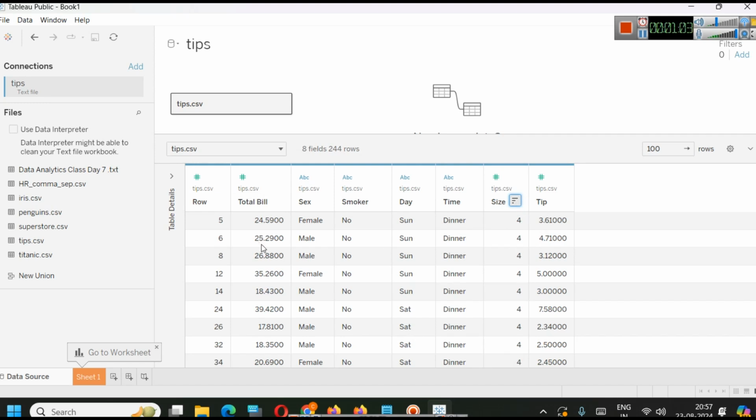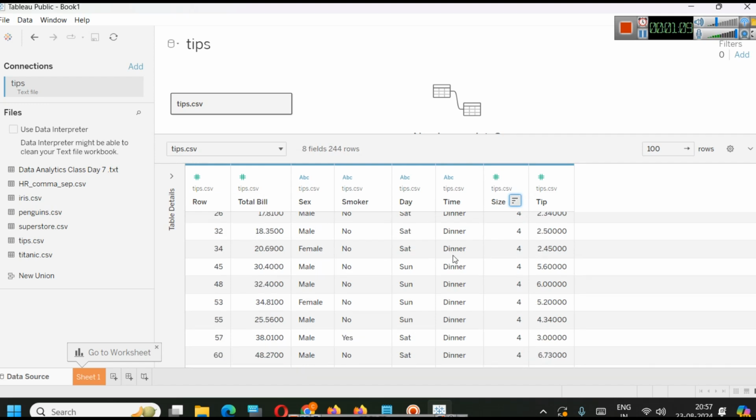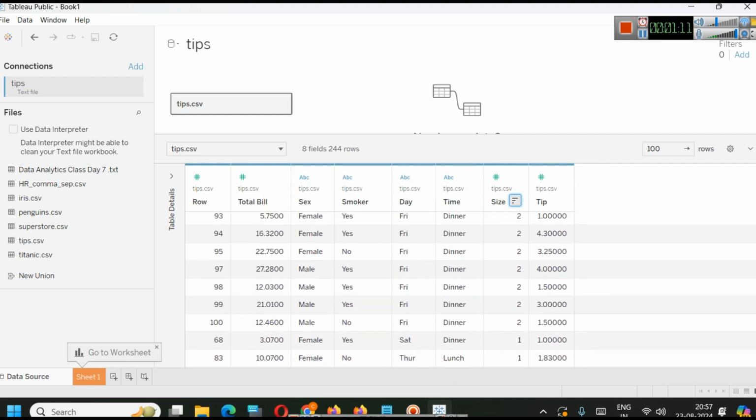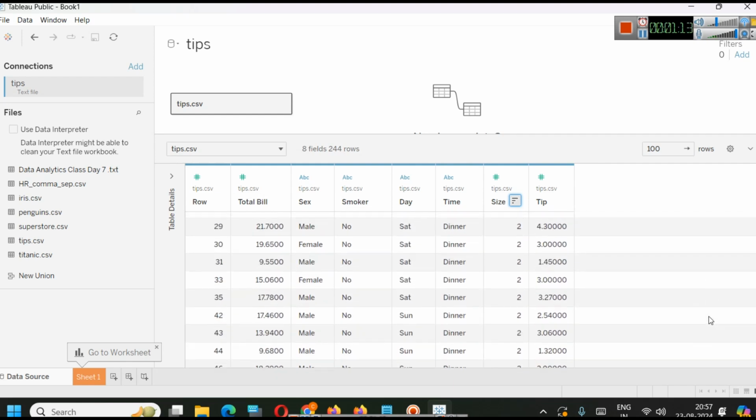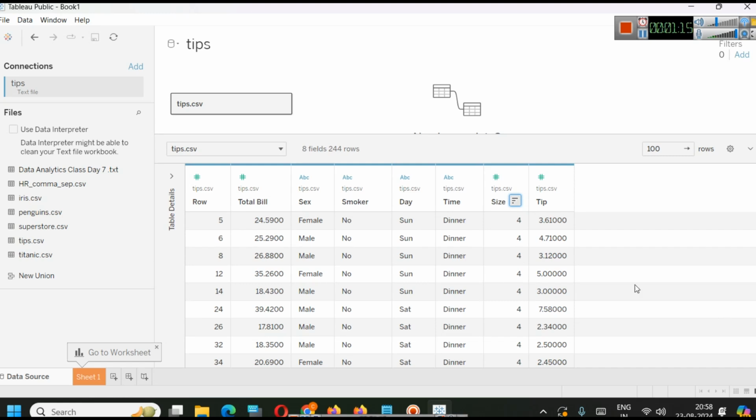This data set means that a waiter or a restaurant owner collected the data of probably 200, maybe 240 people. So he collected data of these 240 people where, whenever someone gave a tip of a certain amount, he noted down other variables related to that tip.